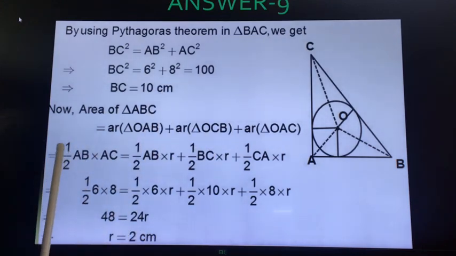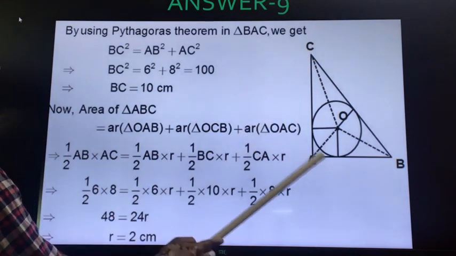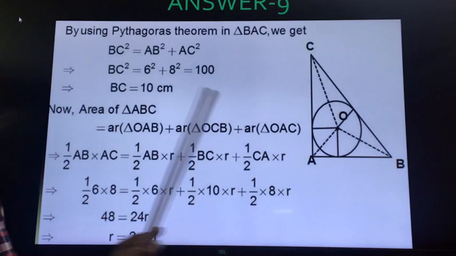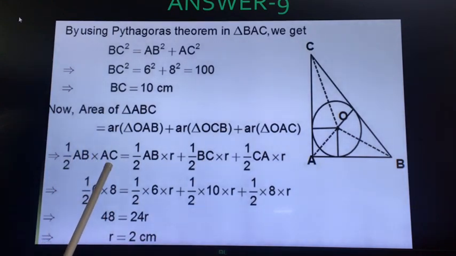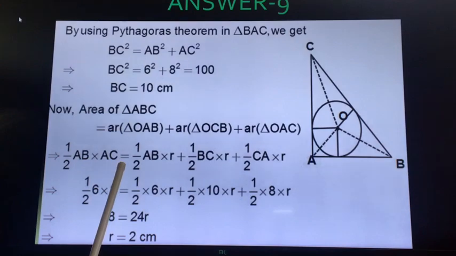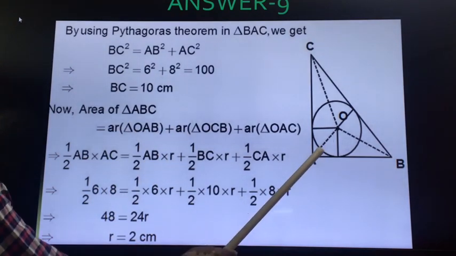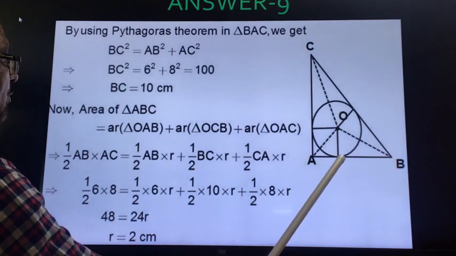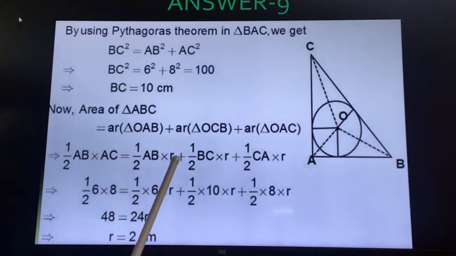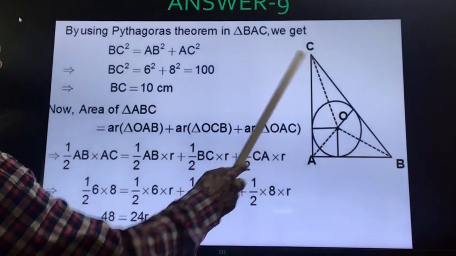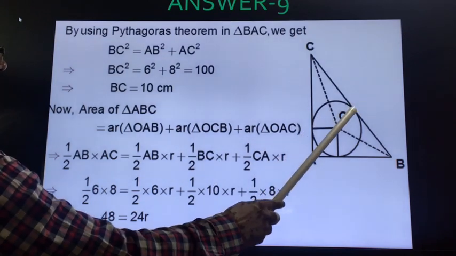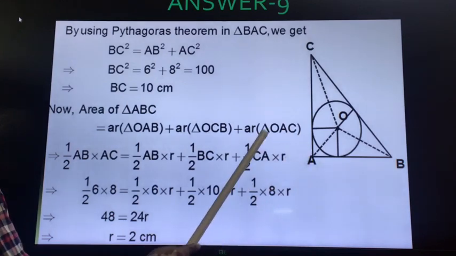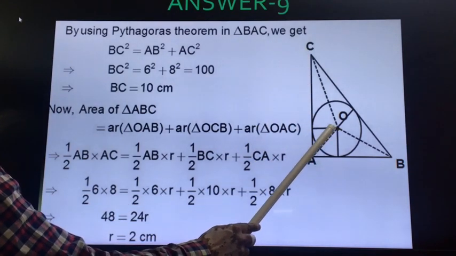So here, for the area of big triangle, half into base into height. Base we can take as AB and height is AC. So half into AB into AC, this is the area of big triangle ABC, is equal to area of triangle OAB. So half into base is AB and height is equal to radius. So half AB into R plus area of triangle BOC is half into BC into radius R plus area of triangle COA will be half into CA into radius, because radius will be perpendicular.